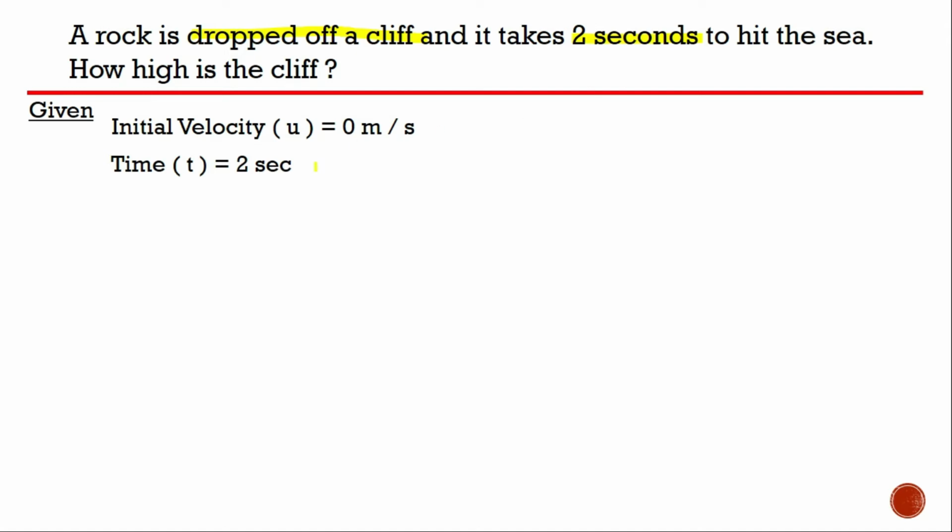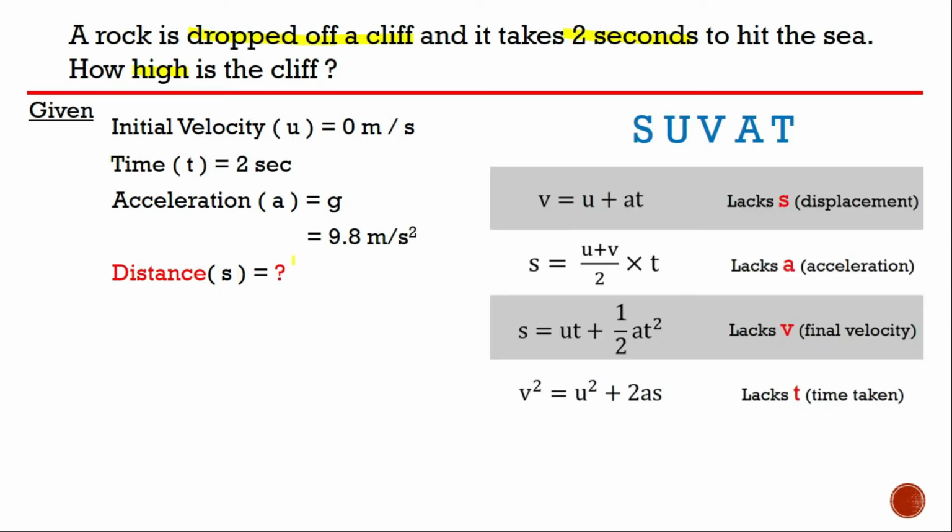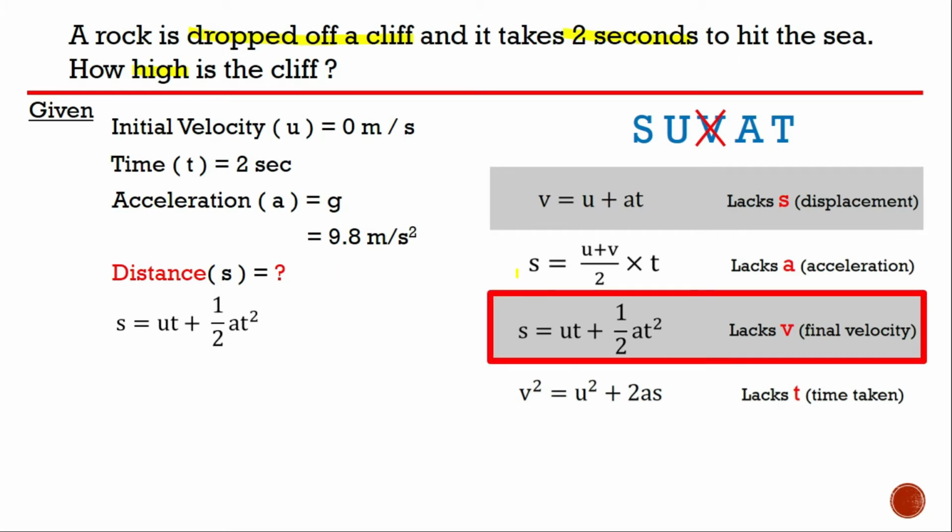Because the rock is falling under the influence of gravity, here acceleration a is the acceleration due to gravity and hence will be 9.8 meter per second square. And then the question, how high is the cliff, asks for the distance, which is s. So if you see, out of the 5 variables, we have 4 of them, which are u, t, a and s. And what is missing is the final velocity, which is v. So we'll be using the formula which lacks v, which is s equals ut plus half at square.